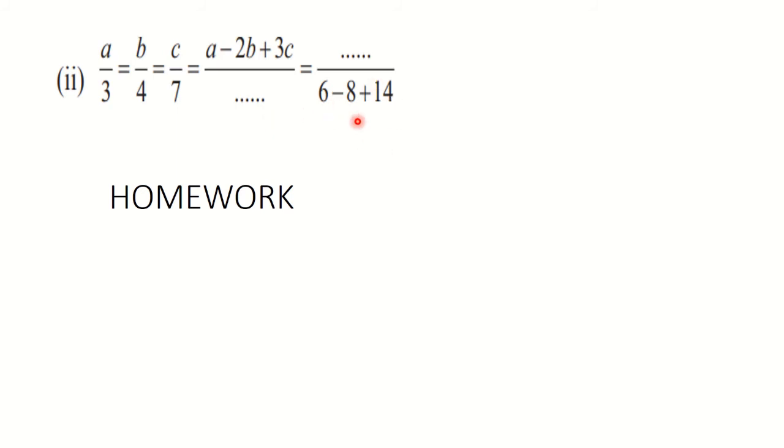Now here the numbers are given. So think here 3 and 6. 3 twos are 6, so the first ratio has to be multiplied by 2. Here 2 fours are 8, but minus 8 is there, so I have to multiply here by minus 2. And 7 twos are 14, so here you have to multiply by 2. So here you are multiplying by 2, here you are multiplying by minus 2, and here you are multiplying by plus 2. And then you are going to apply the theorem on equal ratios. Okay, so try to solve it. Let us go further now.